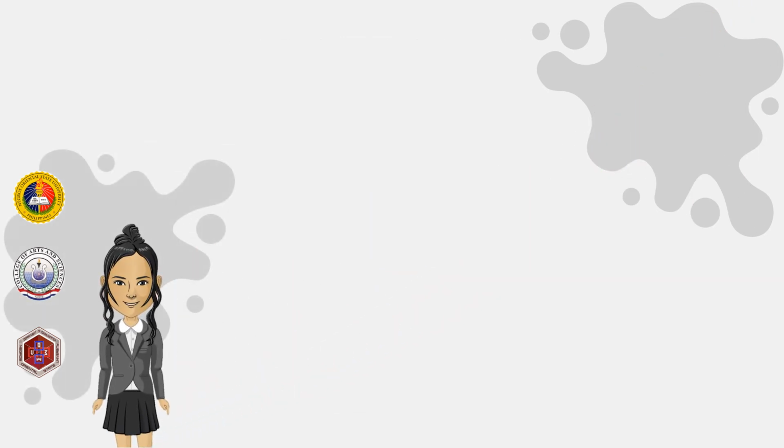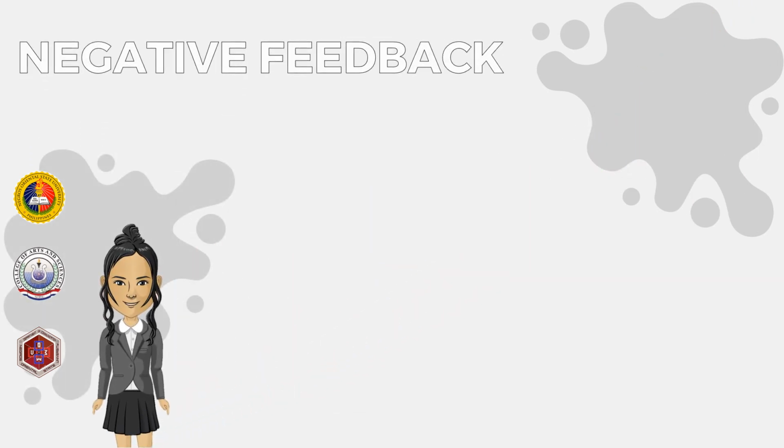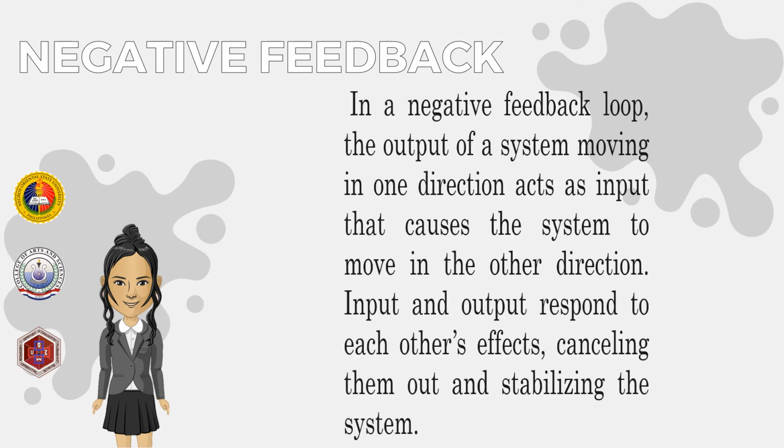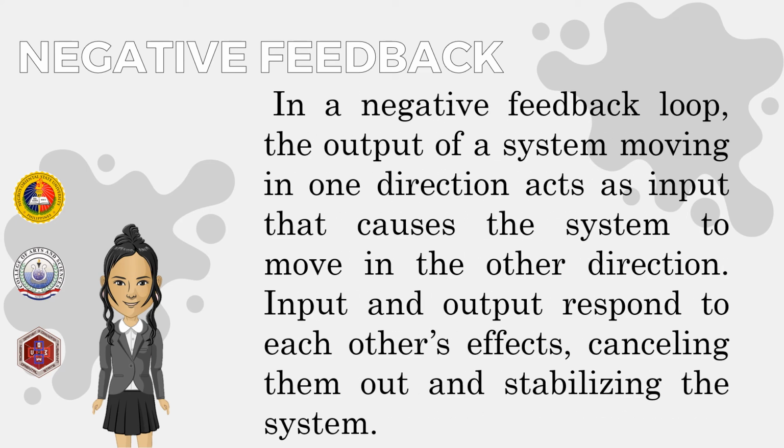In negative feedback, the output of a system moving in one direction acts as input that causes the system to move in the other direction. Input and output respond to each other's effects, canceling them out and stabilizing the system.